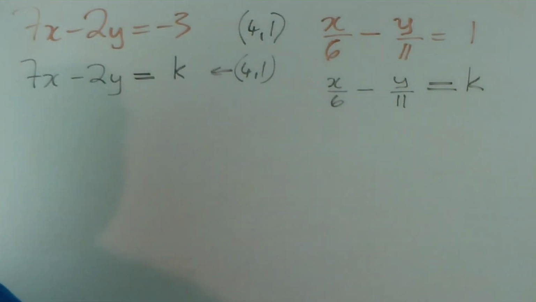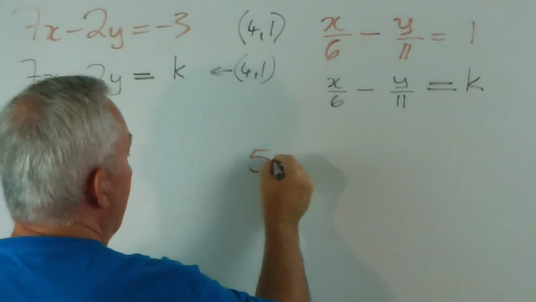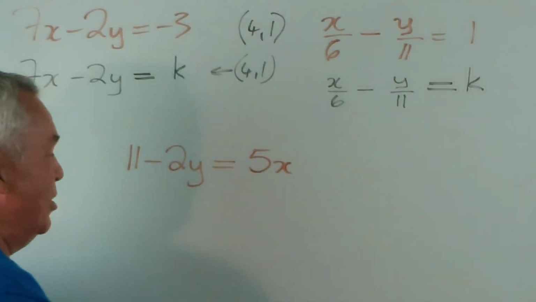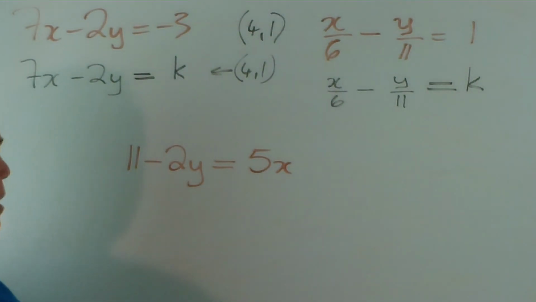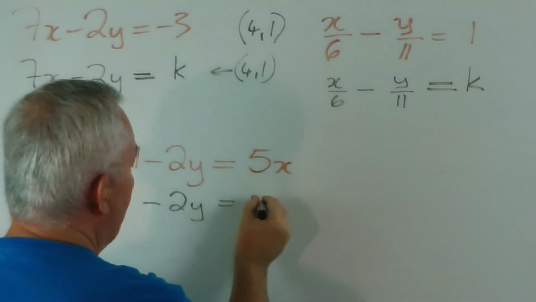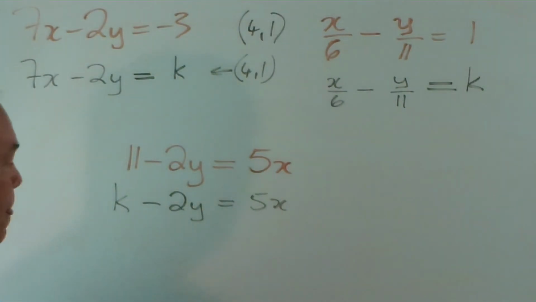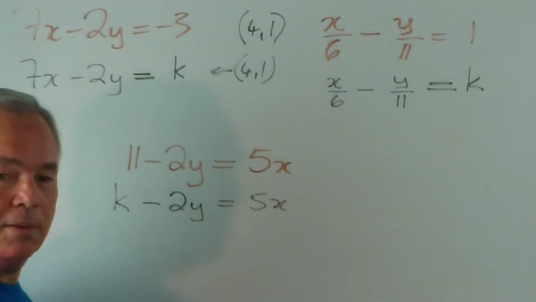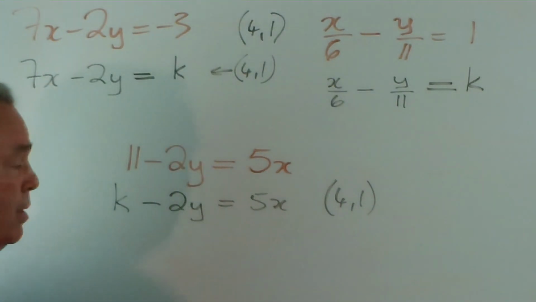If I was given some nondescript thing, for example, let's imagine x is on one side, 5x, and I had 11 minus 2y. That's not really any standard form that mathematicians use, but if you were given that, then you would simply leave the negative 2y and the 5x alone and replace the constant with a k, because that is going to maintain the parallel line, the same gradient. And all you've got to do is substitute your 4, 1, and you're finished.